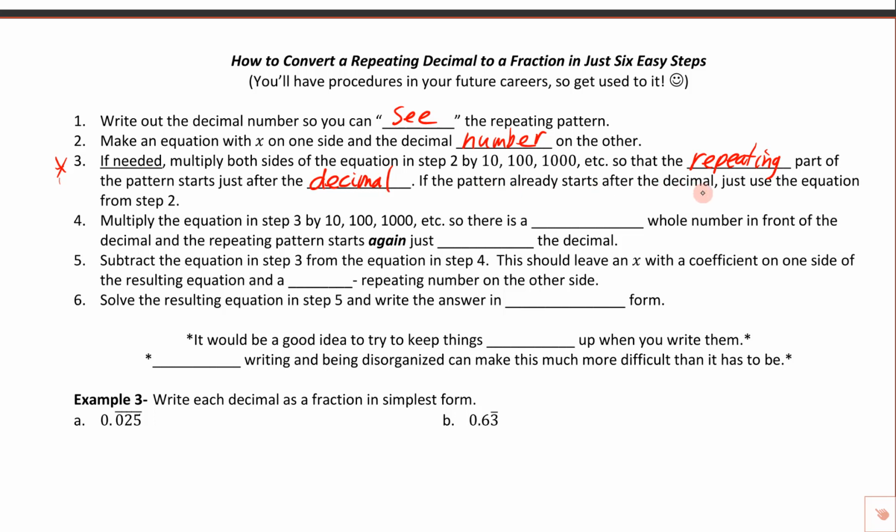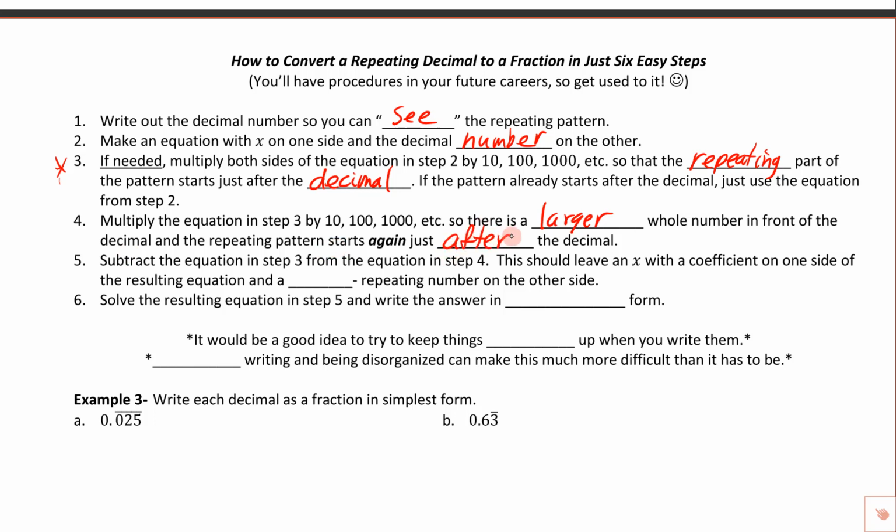If the repeating part starts just after the decimal already, then we're just going to use the equation that we had in step number 2. Okay, multiply the equation in step number 3 by 10, 100, 1,000, etc., so that there is a larger whole number in front of the decimal. Remember how we made the decimal move over, we had a larger number in front of the decimal, and then the repeating pattern starts again just after the decimal.